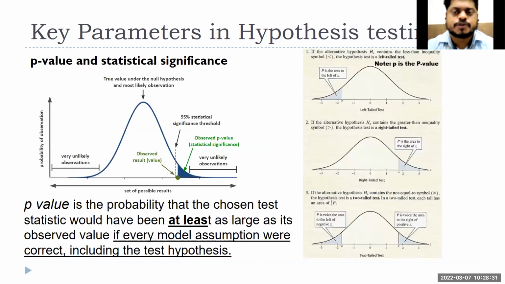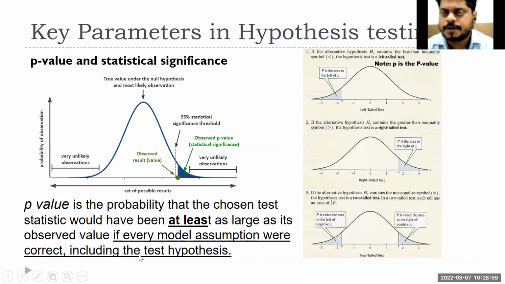So now comes the most important concept, the p-value, right? And most of the time you will get confused between this alpha level of significance and the p-value, right? Let us try to understand what this is. Try to read it and we'll try to understand what it means. P-value is the probability that the chosen test statistic would have been at least as large as its observed value if every model assumption were correct, including the test hypothesis, right?